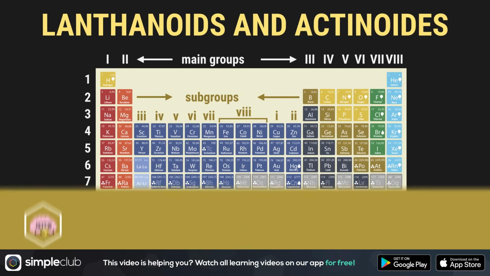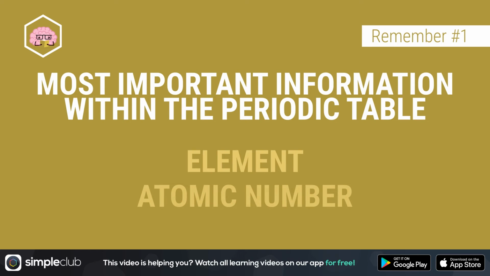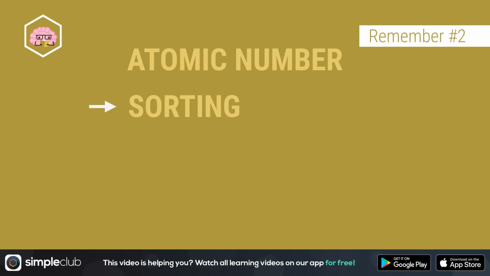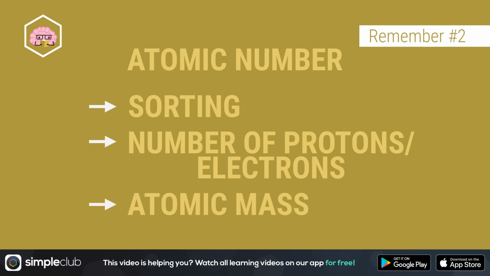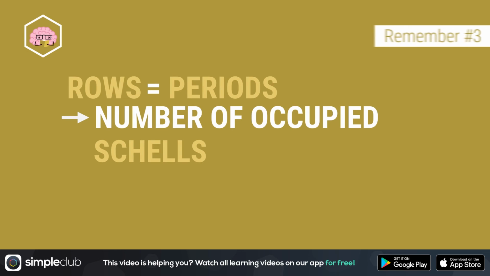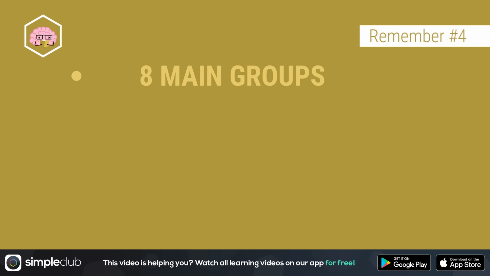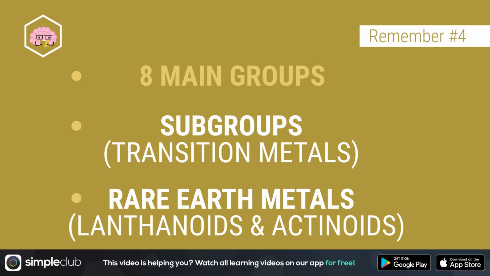So, what do you have to remember? The most important information within the periodic system is the element, the atomic number, and the mass number. Elements are arranged by their atomic number within the periodic system. This number also indicates how many protons or electrons lie within an atom. The mass number indicates the atomic and molar mass. The rows represent the amount of shells and the columns the respective main group and amount of valence electrons. The most important groups are the 8 main groups, which consist of elements of the same grouping. There are also subgroups or, more specifically, transition metals and the lanthanoids and actinoids group.